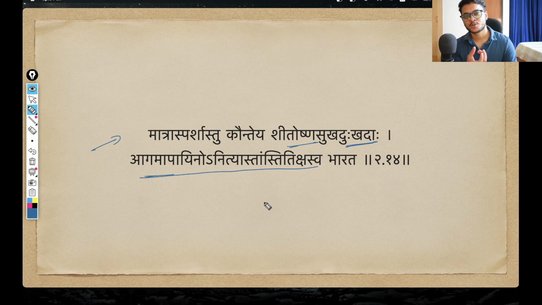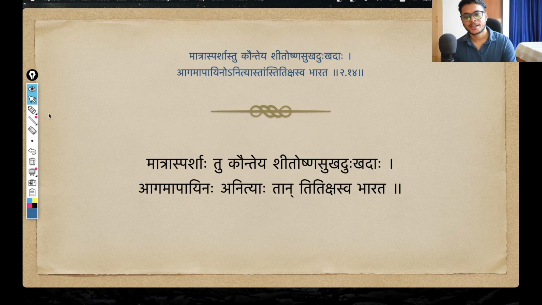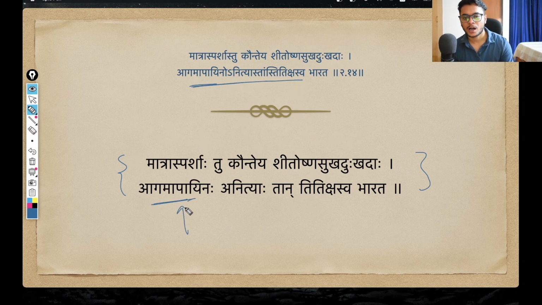So this is what happens when you have the freedom of sandhi, right? In the next slide, you can see the sandhi vichhed version of the shloka. Now you can see that this combined word has these individual words: agamapayinaha, anityaha, tan, titikshasva, and bharata. You can clearly see some sandhi is happening here. It is a ukara sandhi, then another, a sakara sandhi, and yet another sandhi between these words. That is why all these individual words combine into this single long word.